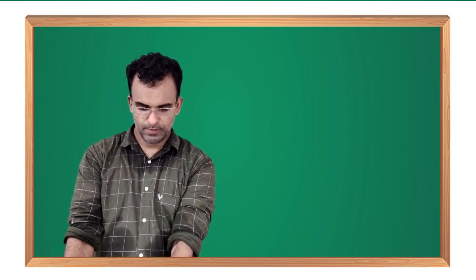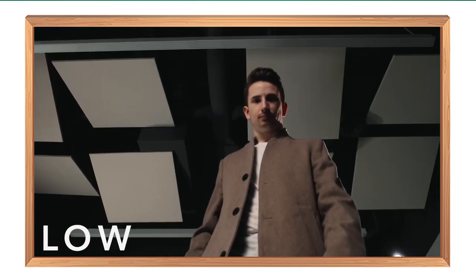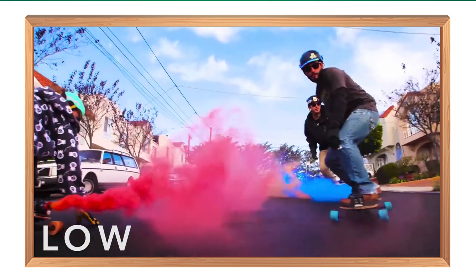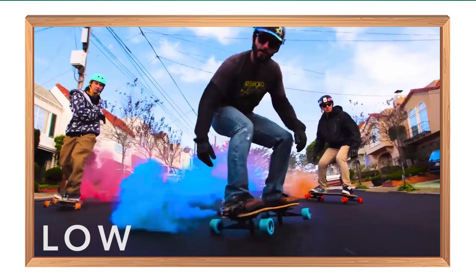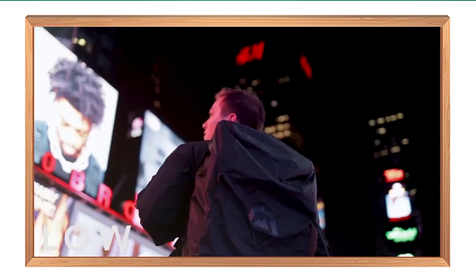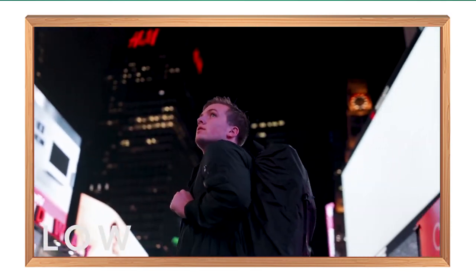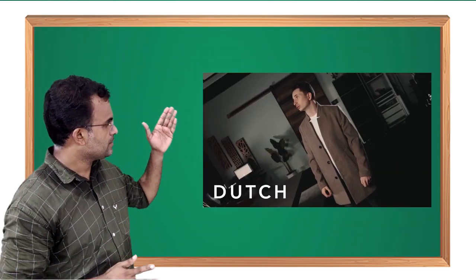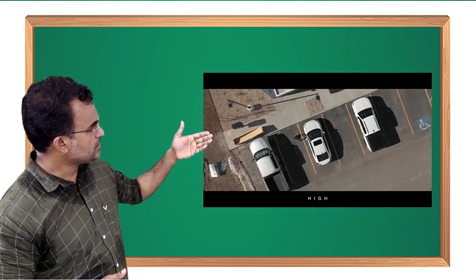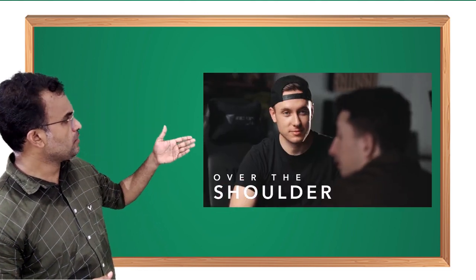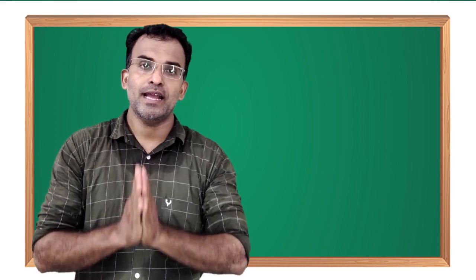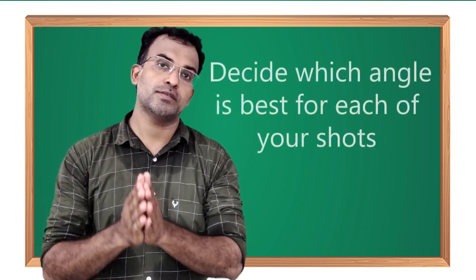In low angle, the camera films the subject from below. So here, the subject looks bigger than usual. This angle is normally used to show that the subject is powerful, the subject is strong or it is threatened. Other than these three, there are Dutch angle shots, bird's eye view shots and over the shoulder shots. So you have to select the right angle for each of your shots.